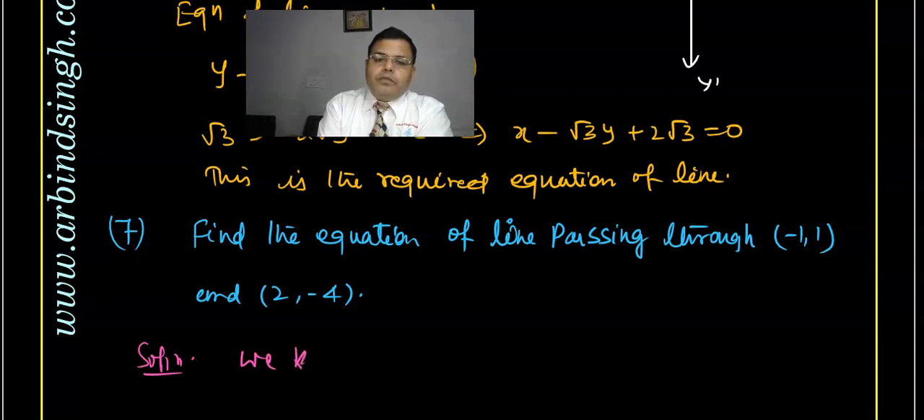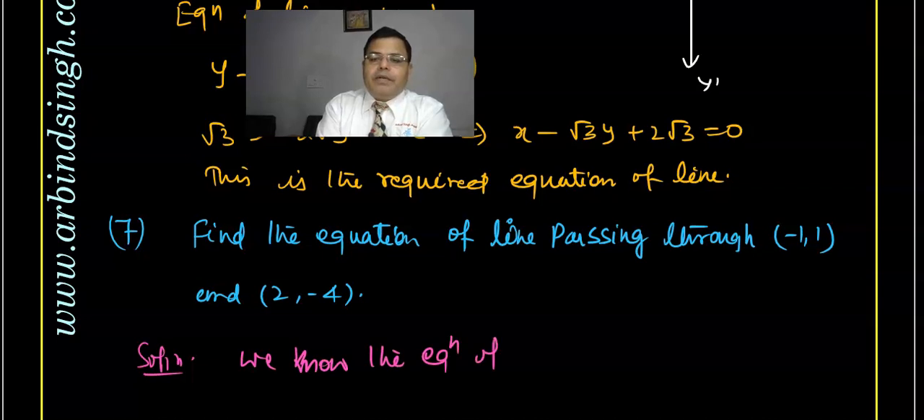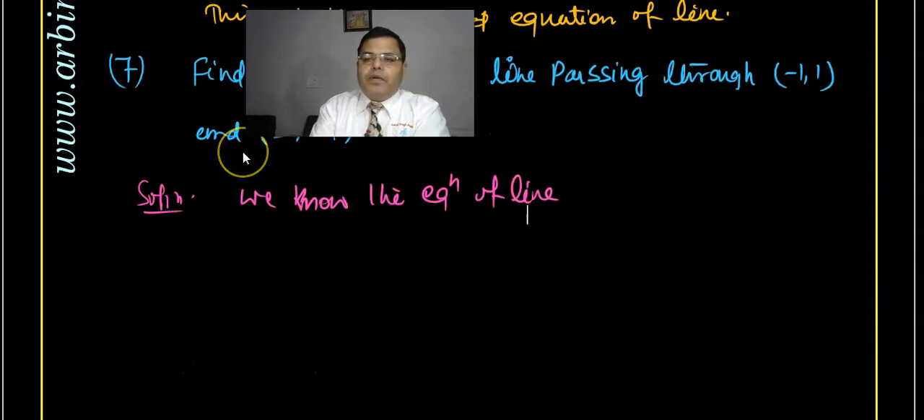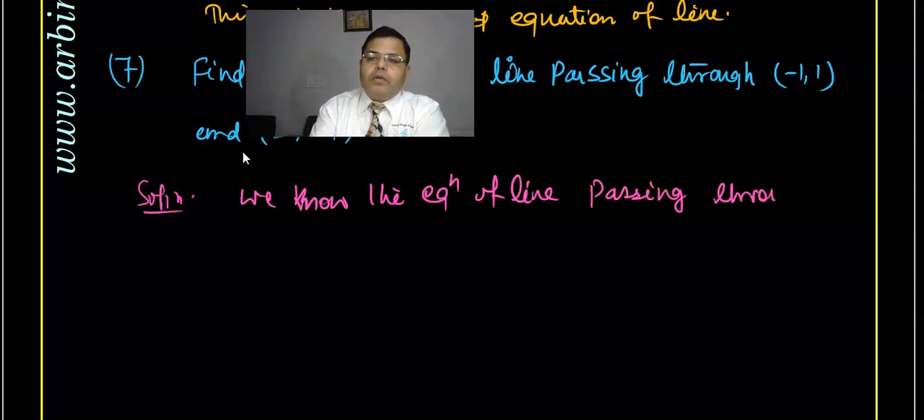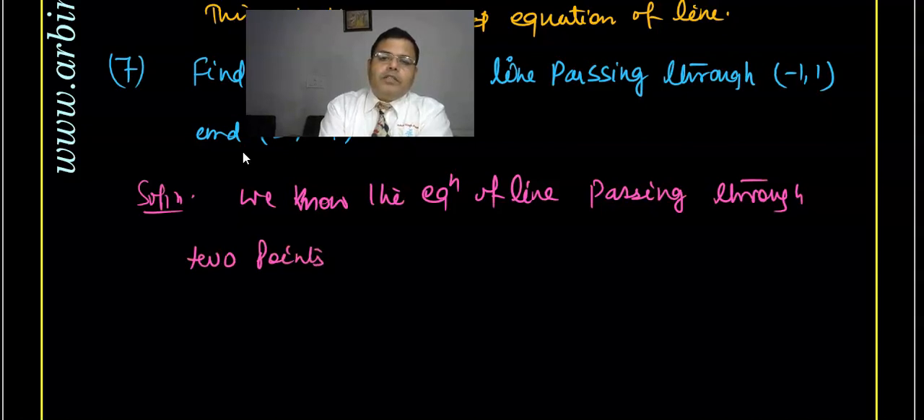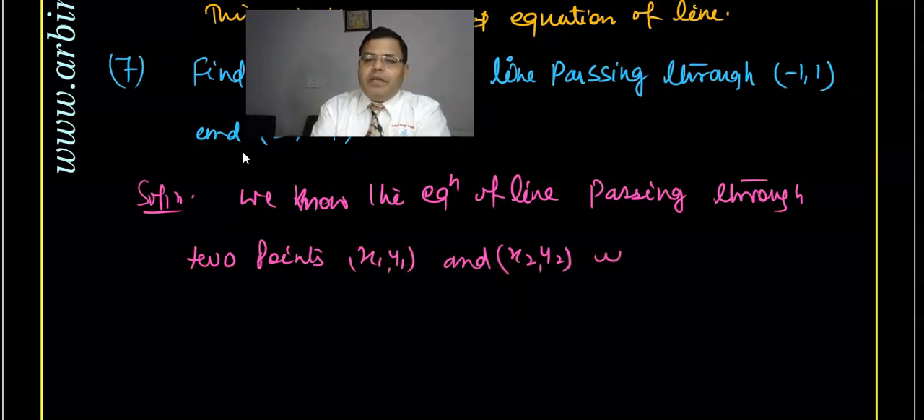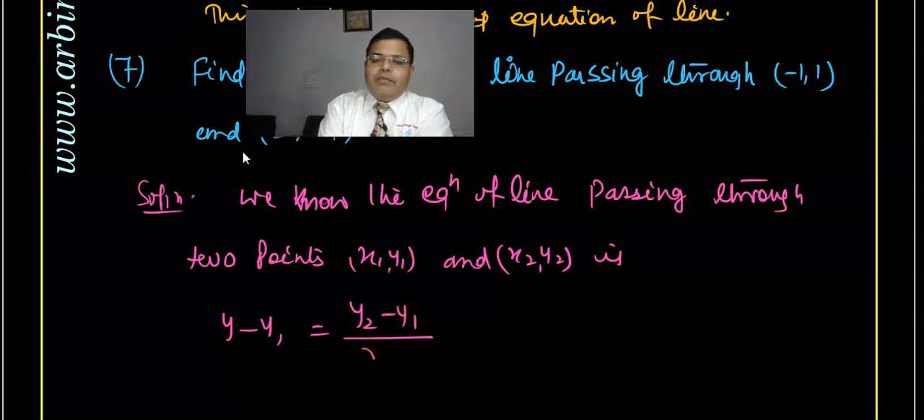We know the equation of line passing through two points x1 y1 and x2 y2, I am writing this again and again so that you will memorize it, is y minus y1 is equal to y2 minus y1 upon x2 minus x1, times x minus x1.